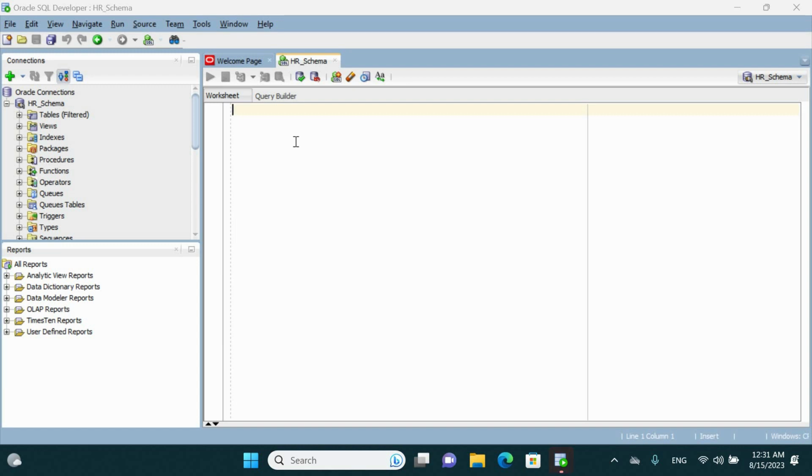Hello everyone, in this session I'm going to show you how to use the ROUND, TRUNC and MOD functions.